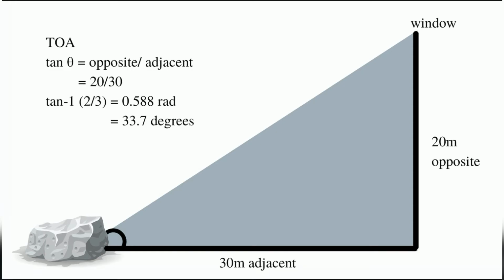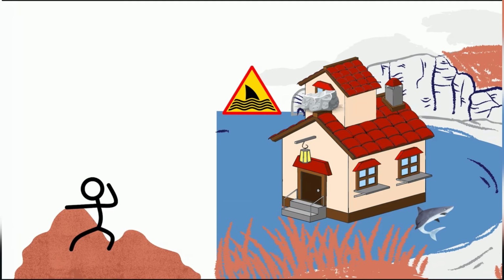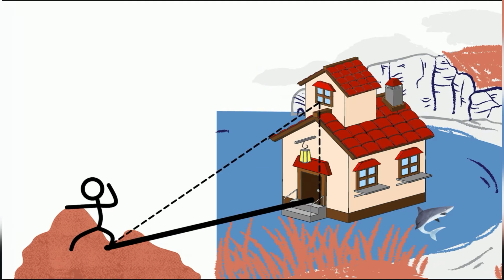So there you have it. I need to throw the rock at a 33.7 degree angle, assuming that the rock moves linearly, of course. And bam! Now, I'm obviously not going to swim there because there are sharks.